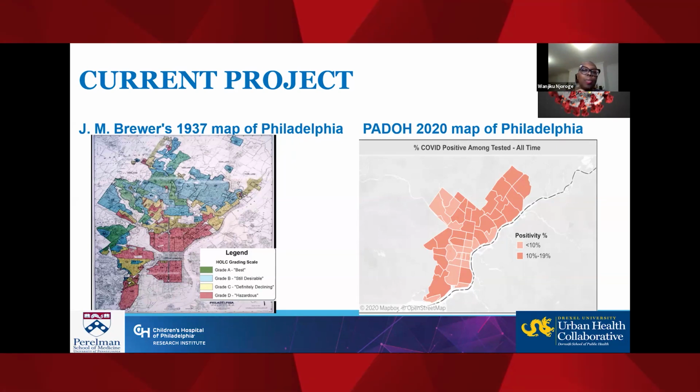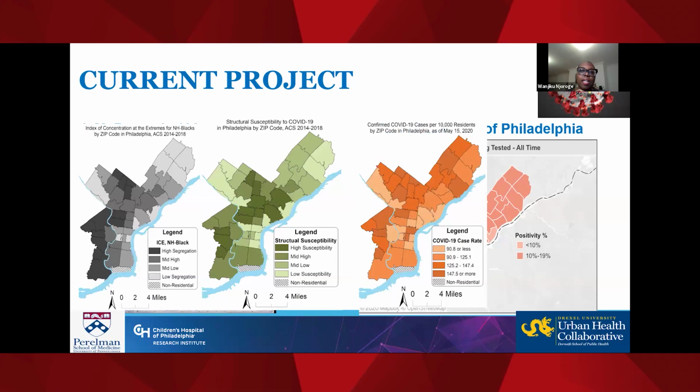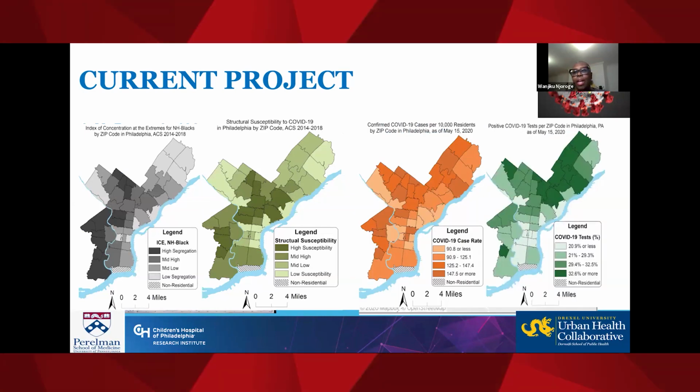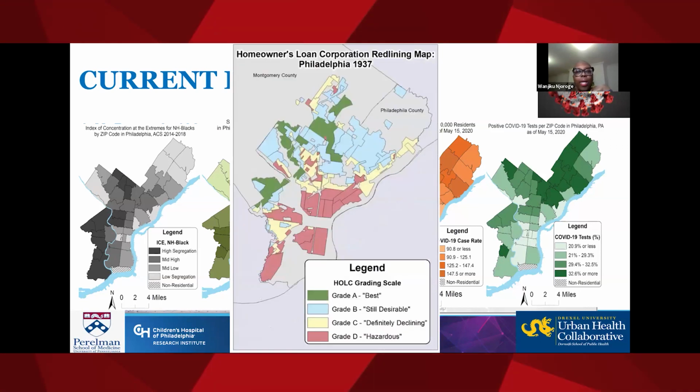Our colleagues at Drexel put out a series of maps, as you can see. And again, these maps all echo the historical redlining maps, where they were looking at housing inequities, COVID positivity, COVID deaths, all along these historical lines that were drawn by J.M. Brewer in 1937. And here we're talking about March through August of 2020.